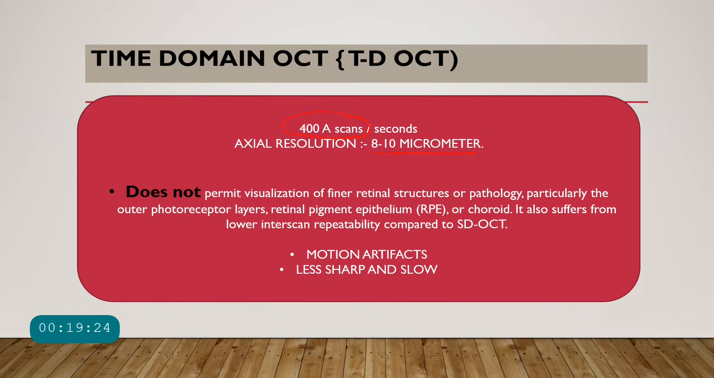So it does not permit visualization of finer retinal structure or pathology, particularly the outer photoreceptor layers, the RPE, the choroid, and all that. Moreover, it suffers from lower interscan repeatability compared to the spectral domain OCT. Since it is actually subsequent measurement of every layer of the retina, the process is slow, and moreover, a less attentive patient can move his eyes, because of which we can get motion artifacts. So motion artifacts are more in case of time domain OCT, and the resolution is also less, and therefore the images are also less sharp in a case of time domain OCT.